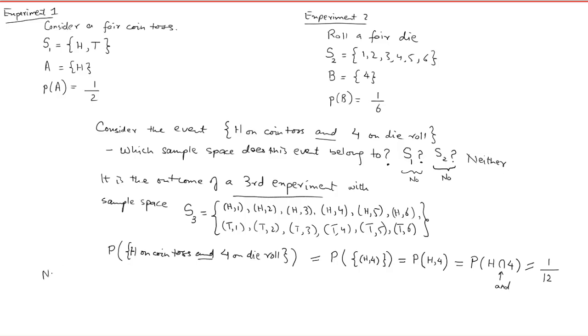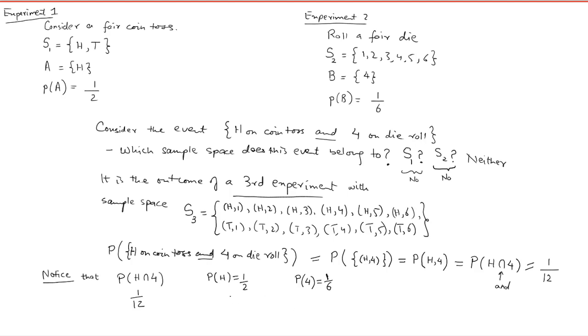Now I want you to notice something, which we will come back to later. The probability of head and 4 came out to be 1 over 12, and the probability of event A. What was event A in experiment 1? Head, right? That probability was 1 over 2. And what was the probability of getting a 4? Anyone? 1 over 6.